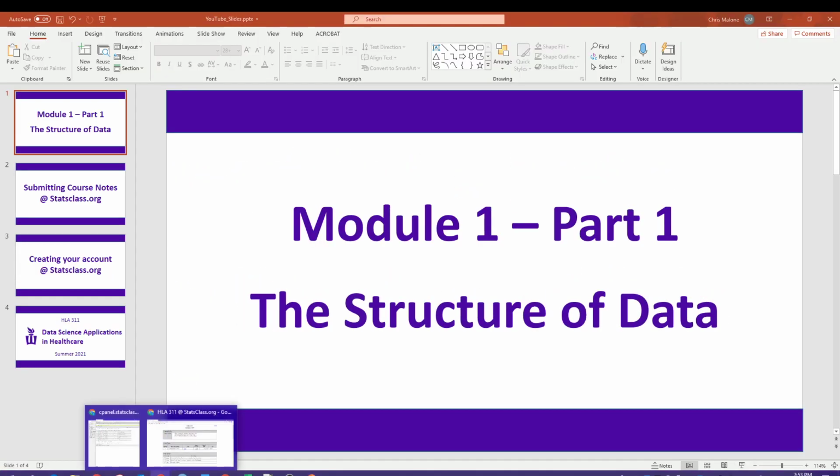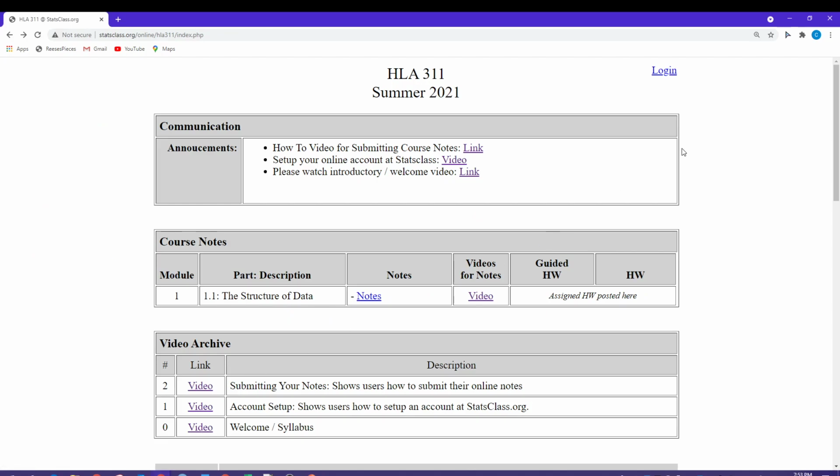The first thing you're going to need to do is go to our course website at statsclass.org. Here, you can see the notes that are prepared, and also we have a video that you can watch as you're going through those notes. Before clicking on notes though, you're going to want to log into your account. You need to do that so that you can actually submit the information that's being requested in the notes. So let's do that first.